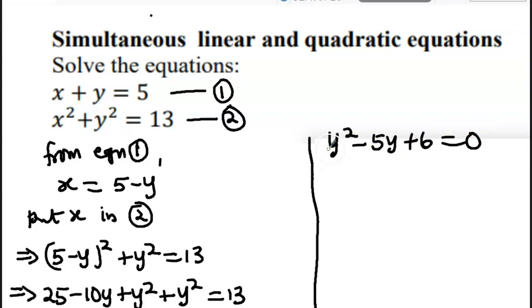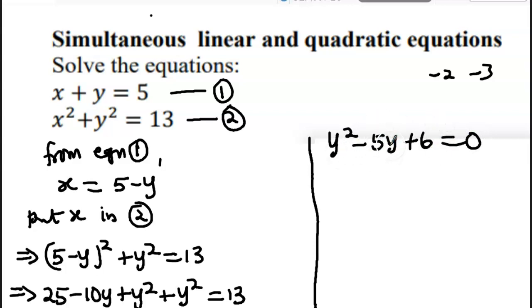The coefficient here is 1. We multiply it by 6. Now, we find the factors of 6. When we add, we get minus 5y, and when we multiply, we get plus 6. So minus 2 and minus 3 will be the factors. Minus 2 plus minus 3 is minus 5. Minus 2 times minus 3 is plus 6.